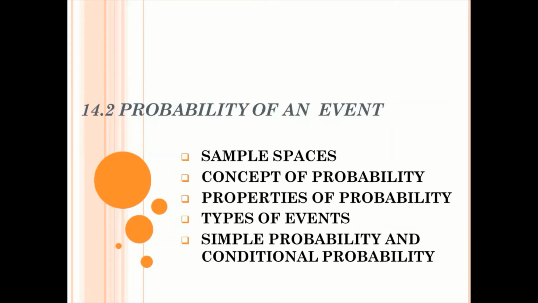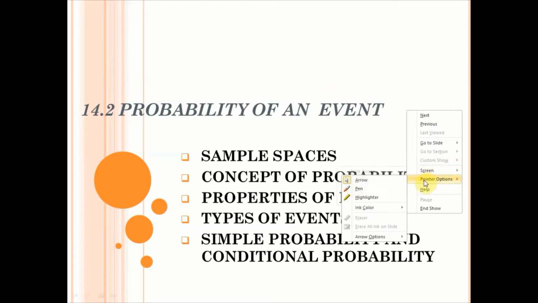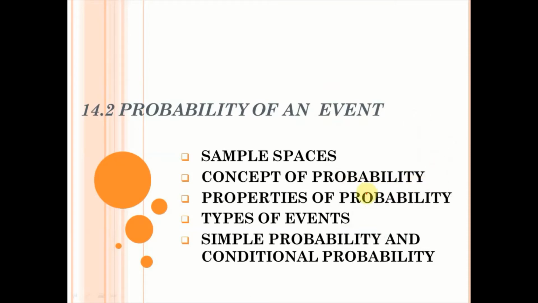Okay, so today we are going to go into 14.2, probability of an event. Before this, we calculated the number of outcomes. Now we will calculate the probability. Before we go into calculating probability, we need to know a few terms, which are sample space, concept of probability, types of events, and then simple probability and conditional probability. So first, let's go through a few terms.